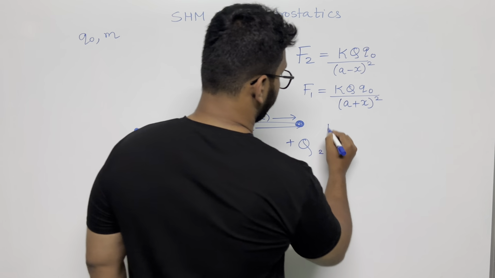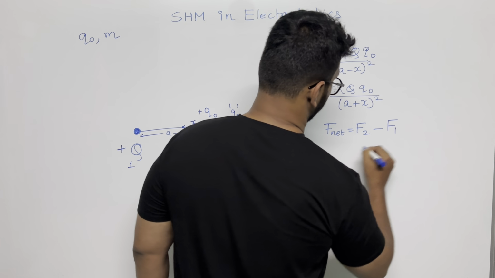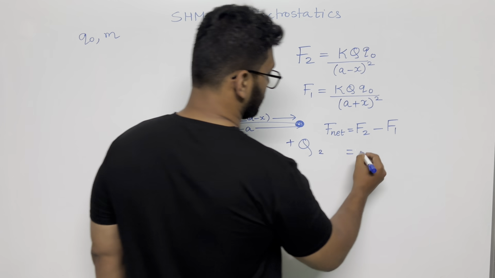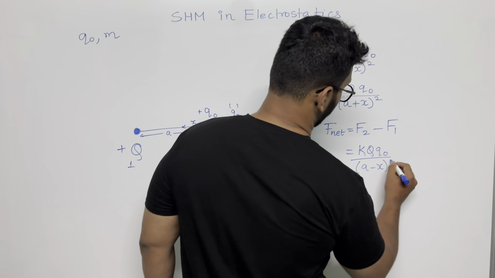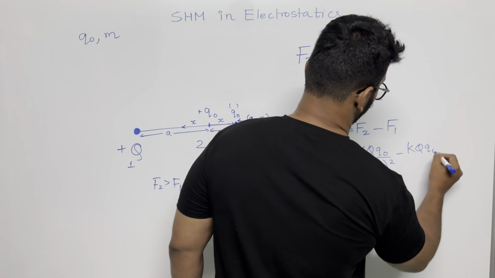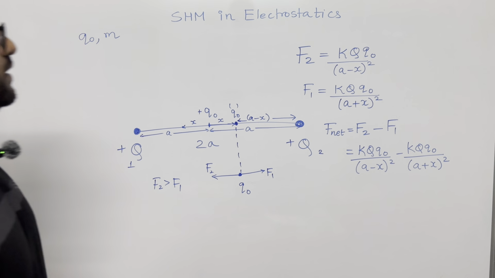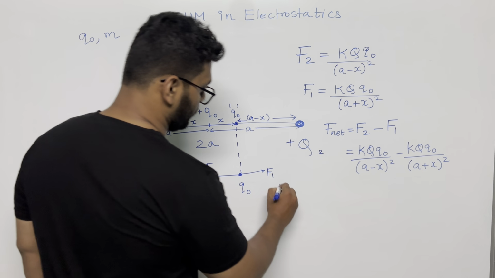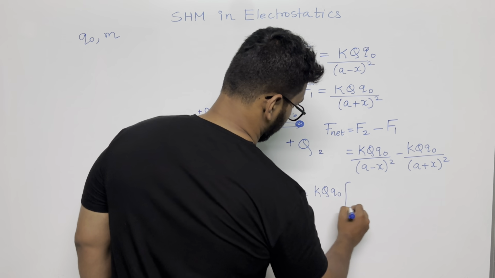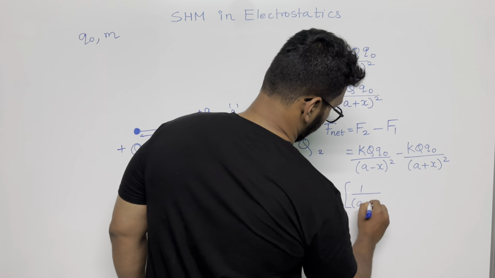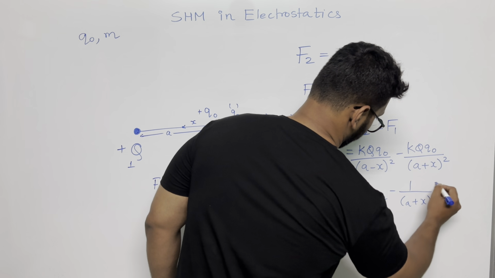correct? So now the net force is equal to F2 minus F1, right? So what is the net force? F2 minus F1, which is kq q0 divided by a minus x whole square, minus kq q0 upon a plus x whole square, right? Correct. So now the net force will be kq q0 into 1 upon a minus x whole square minus 1 upon a plus x whole square, right?